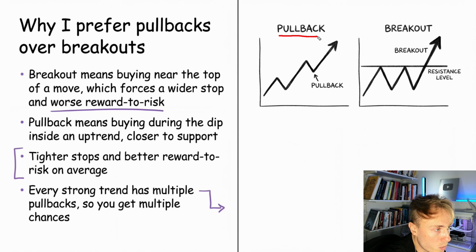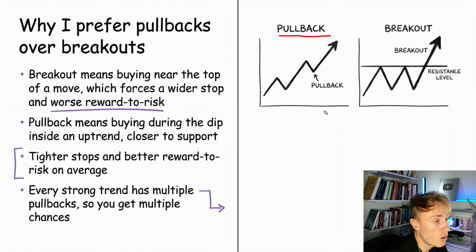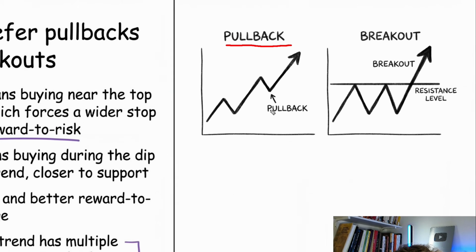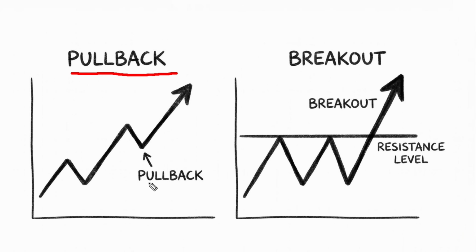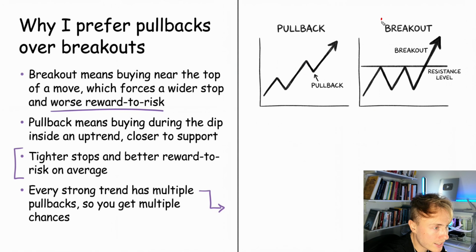So first of all, a pullback is the move that goes against the direction of a trend. So remember, when we have a trend, the pullback is, for example, right here. And right here, we also have a pullback. The reason for this is that this is the counter-trend move, or in other words, the move that goes against the overall direction of the trend, which in this case is up. While a breakout, what is a breakout?